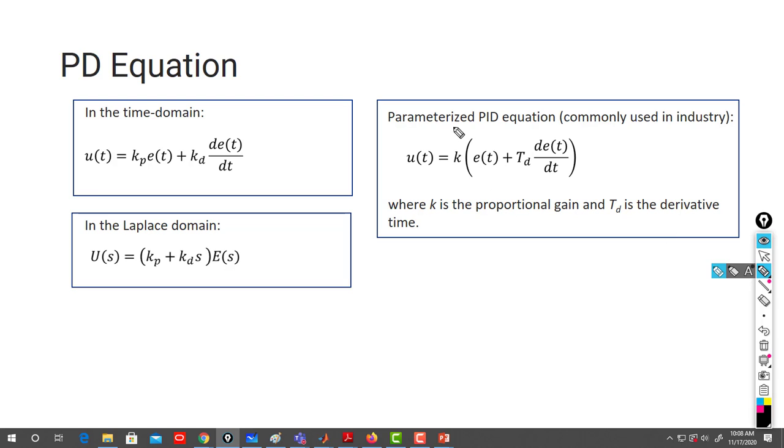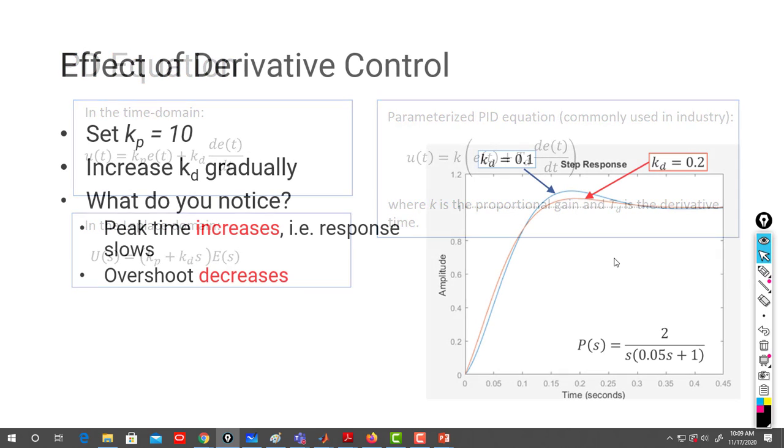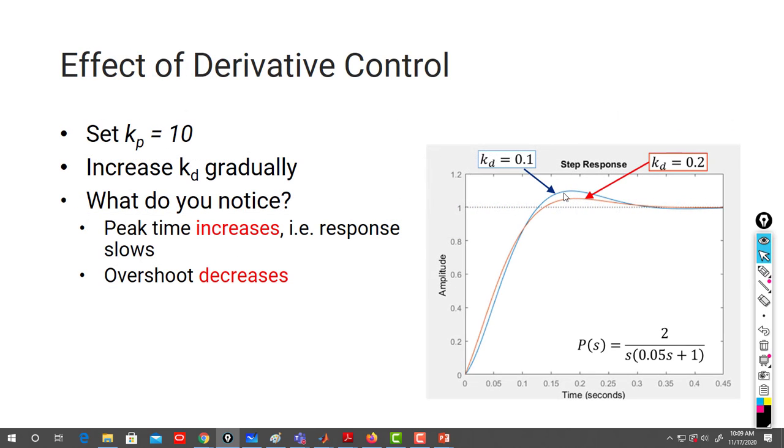So the parameterized PID equation is commonly used in industry. If you don't want to use KP plus KDs like this, you can use it this way. Take K common, instead of using it this way, and we already saw it before. We call this the parameterized PID equation, where K is the proportional gain and TD is the derivative time. Okay, so we saw it in previous sessions.